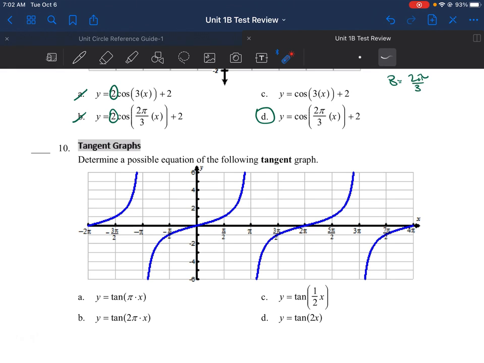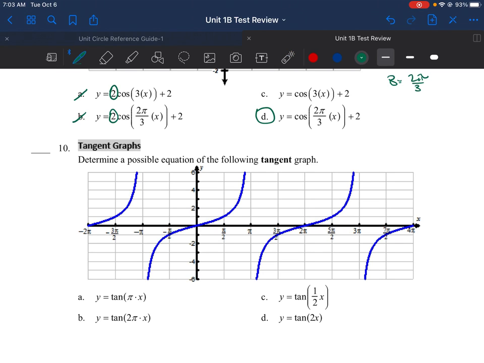All right, number 10, determine a possible equation of the following tangent graph. So let's think about a couple things here. Number 1, if we look at our answer choices, the only difference between any of them is the B terms. All the B terms are different. They have no other features. They don't have any vertical shifts, no horizontal shifts, no A term changes. Remember, tangent doesn't have an amplitude, but it still does have an A term that represents the vertical stretching. So we only really need to look at the period.